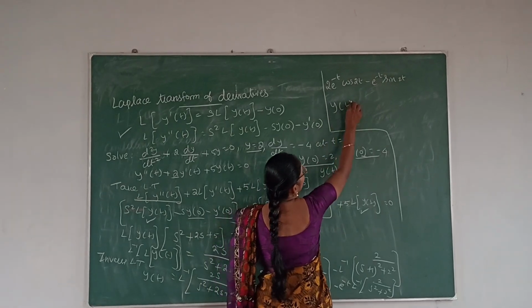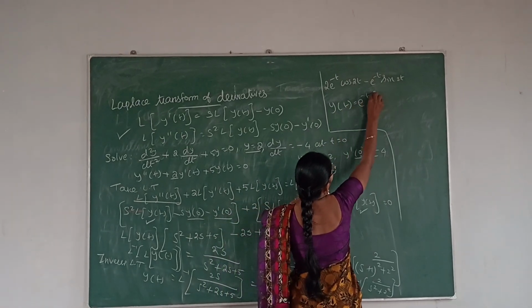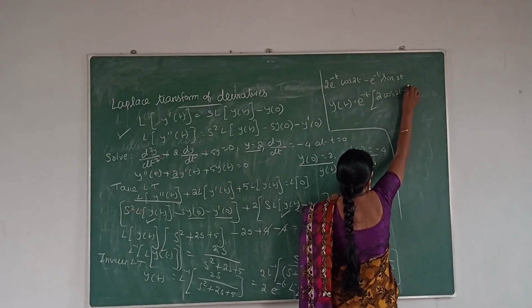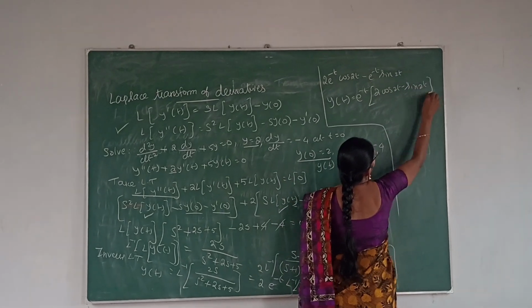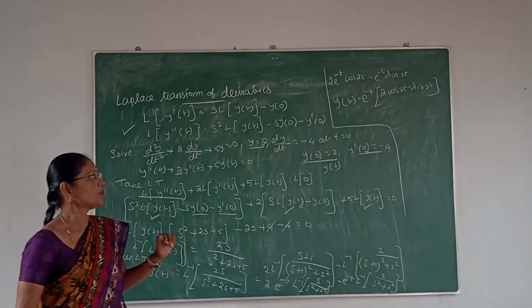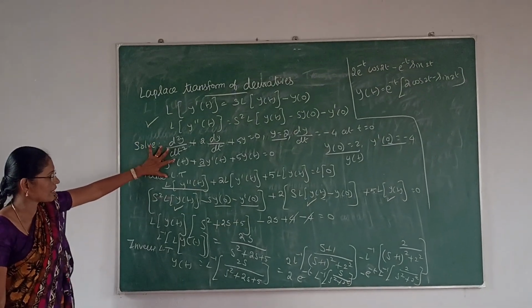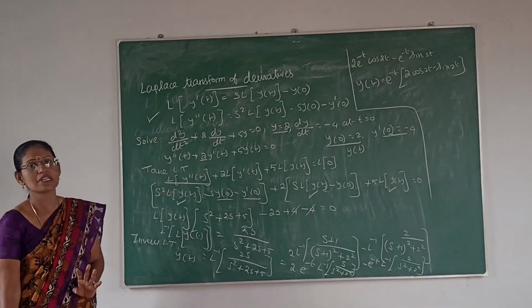So finally we have the solution: e power minus t into 2 cos 2t minus sin 2t. So this is the way to solve differential equations by applying the Laplace transform as well as the inverse Laplace transform.